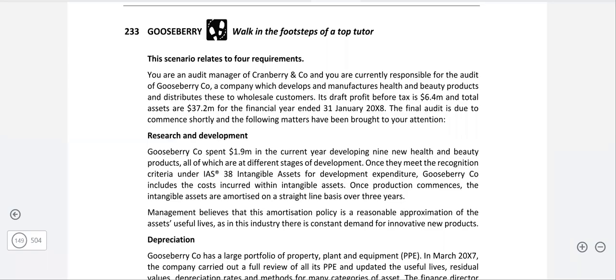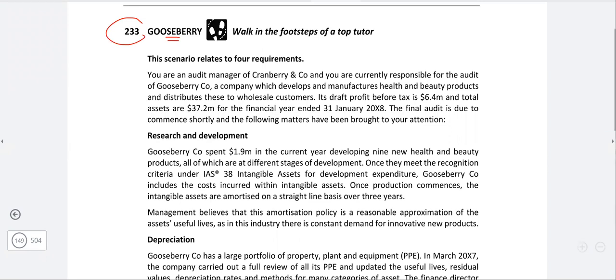All right, so now we are going to practice a question from the substantive procedures, and this is the question Gooseberry from your Kaplan kit, and I'm using the latest Kaplan kit. The question number is 233, but if you have a different number in your kit, you can just follow the name. So the name of the question is Gooseberry.